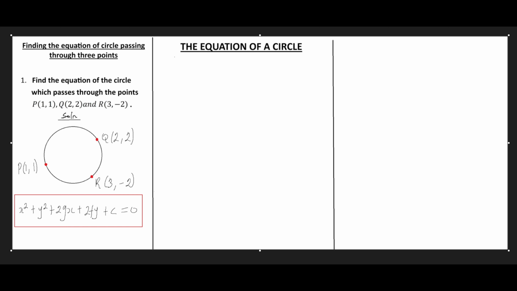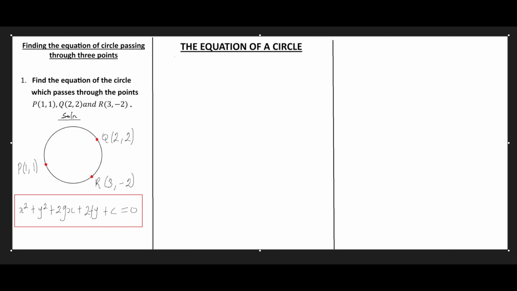Now, because these 3 given points lie on the circle, then one thing is for sure, that is, each of the points should satisfy the equation of a circle. Each of these 3 points should satisfy this equation, that is the equation of a circle. So let's substitute each of the points into the general equation of a circle.